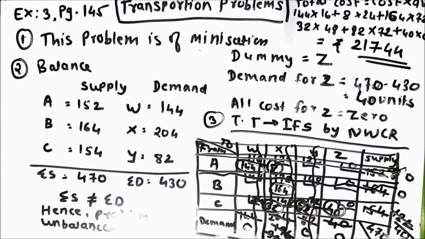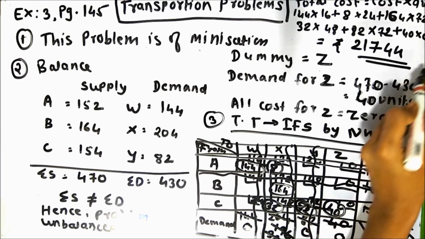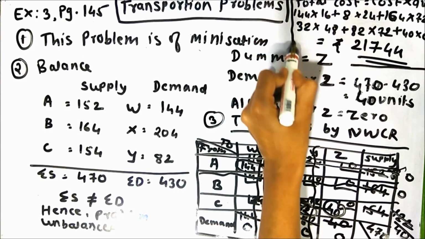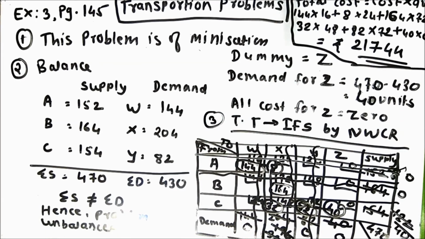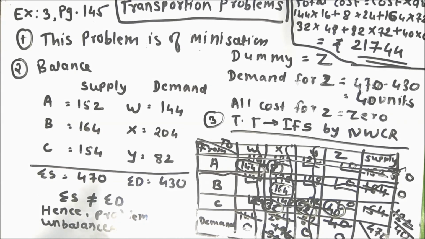Okay, so we got the answer here. So this is all about the northwest corner method of transportation problem. Hope you have understood very well.